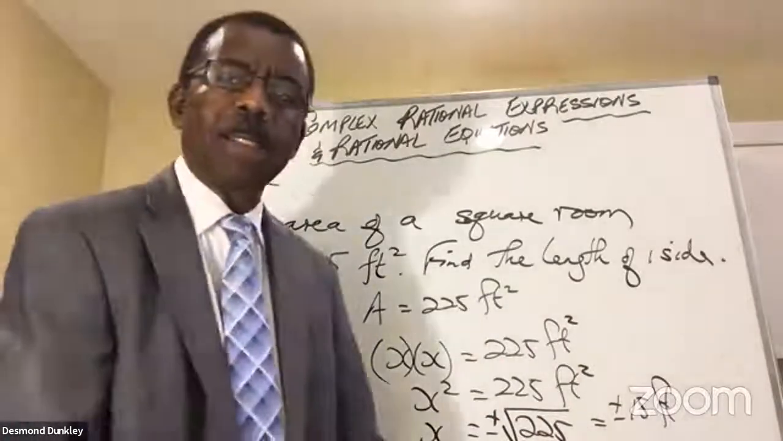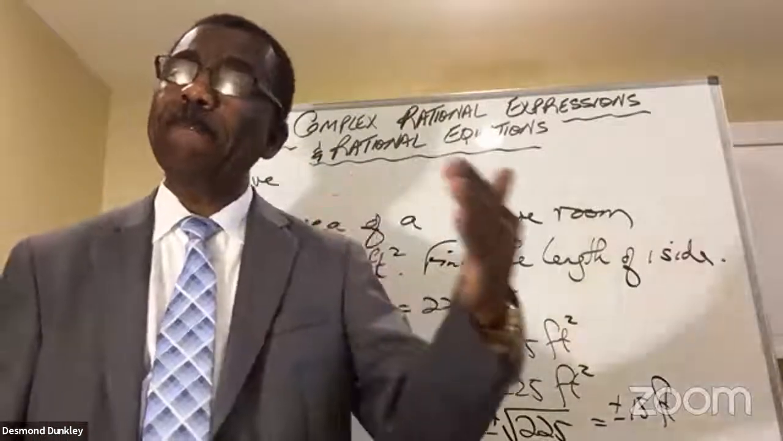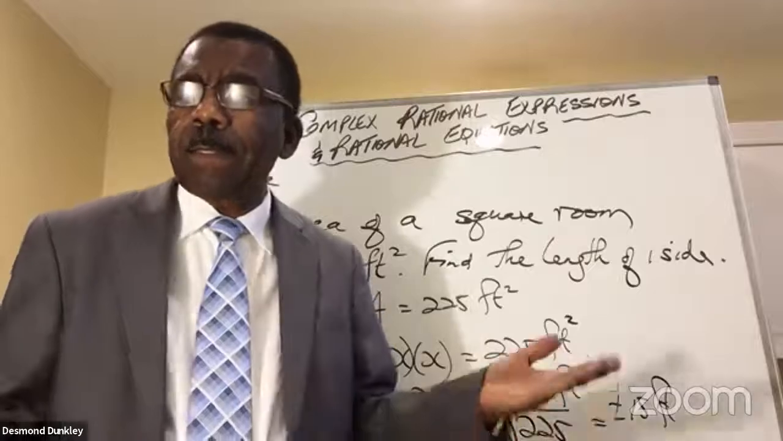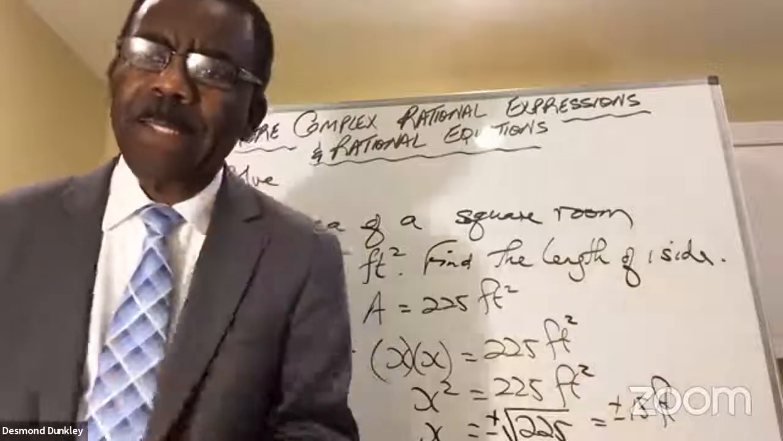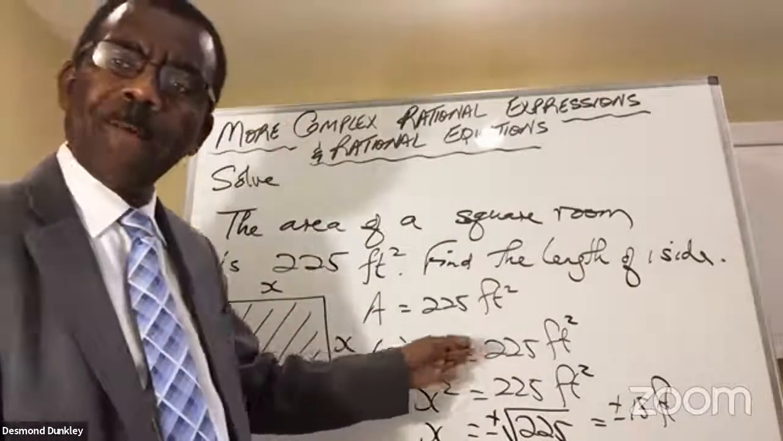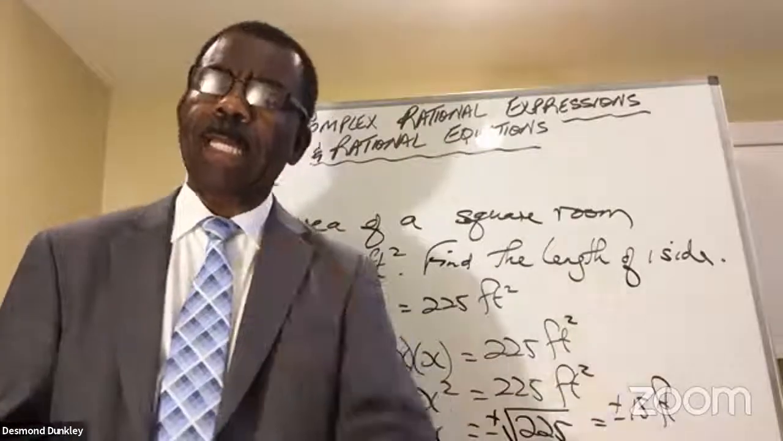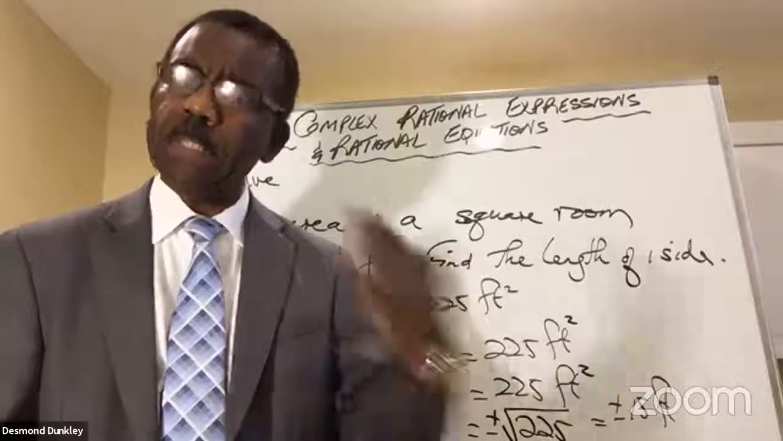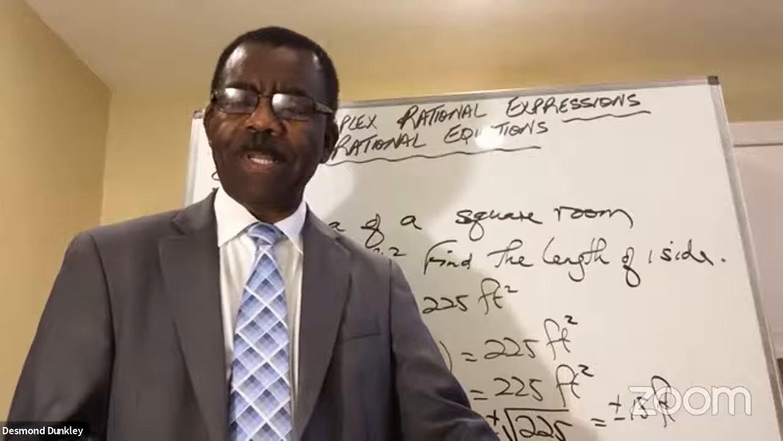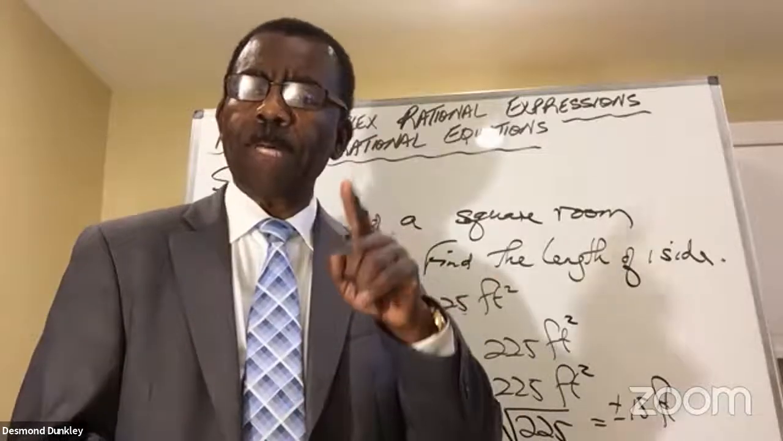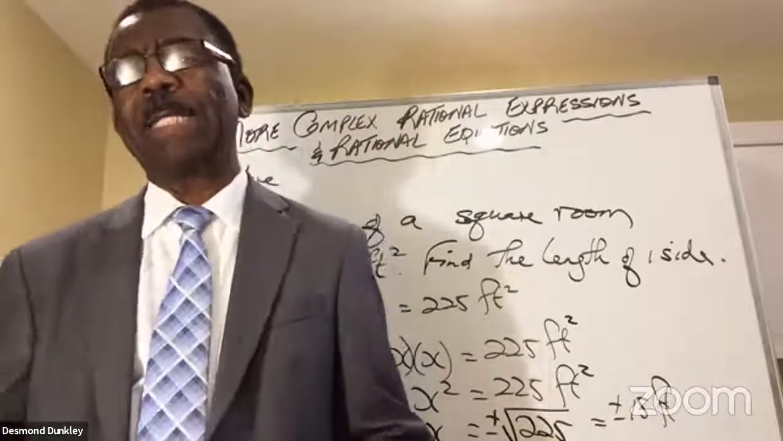But check this out. 15 feet makes sense, but negative 15 feet is nonsensical. It does not make sense. So even though mathematically it fits the profile of what we're doing, practically the negative 15 is meaningless. So what we say is that 15 is the solution and negative 15 is an extraneous solution. So it's a mathematical solution, but it doesn't have any practical value because you cannot have a negative length or a negative distance.